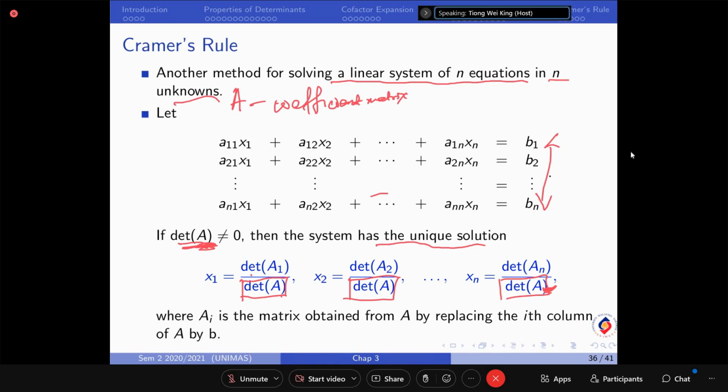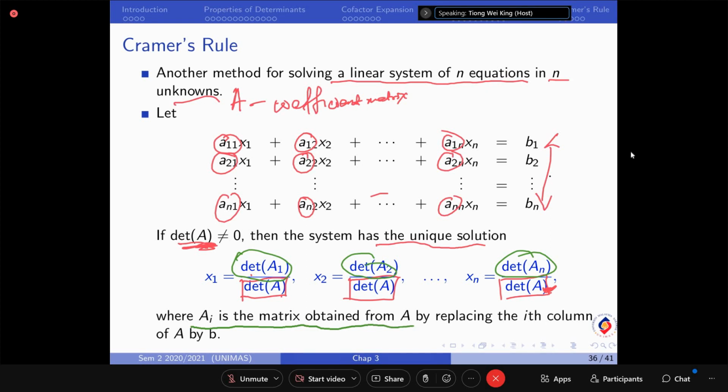So meaning all these values, all the A's here in the linear system, that's the determinant of A. And then the different part here is the determinant A1, A2, A3, and so on. The matrix A1, A2, A3, and so on is the matrix obtained from matrix A by replacing the i-th column of A by B.